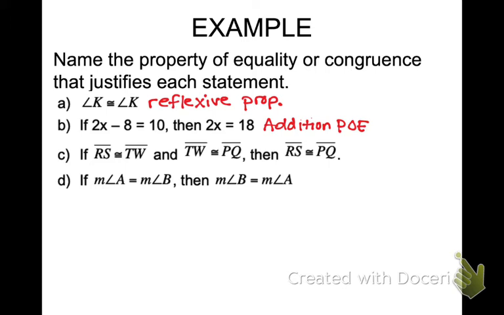All right. C, if line segment RS is congruent to line segment TW, and line segment TW is congruent to line segment PQ, then it must be true that line segment RS is congruent to line segment PQ. What property is that? Transitive. Good.